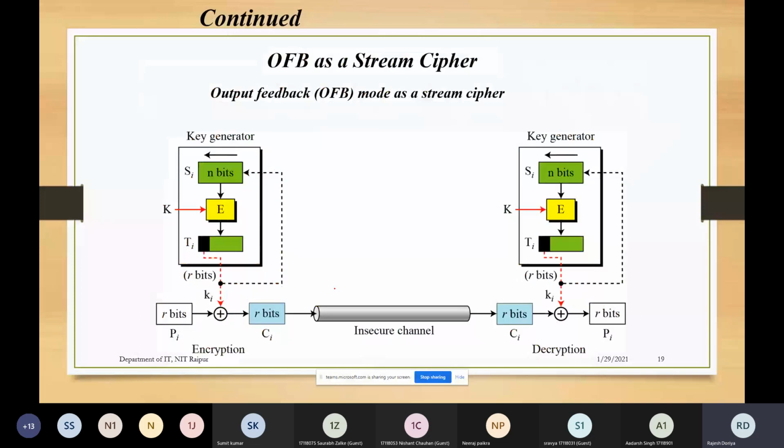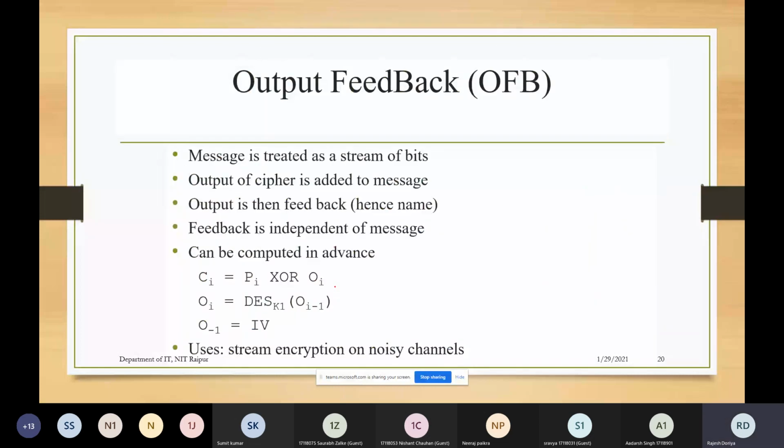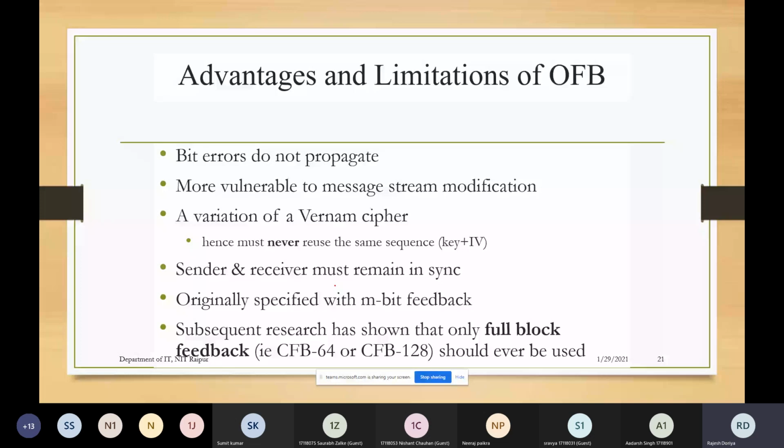This can also be treated as a stream cipher because its working principle is quite the same as the cipher feedback mode. The major advantage is that it can function faster. The sender and receiver must remain in sync, because if they do not have the same key or initialization vector, things will go wrong. The famous variants for this operation are OFB64 and OFB128.